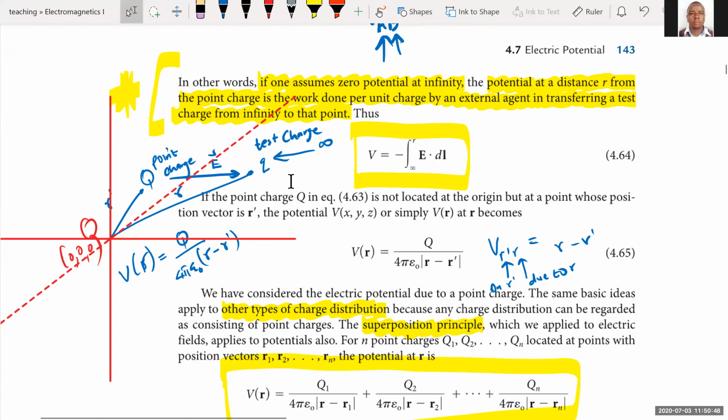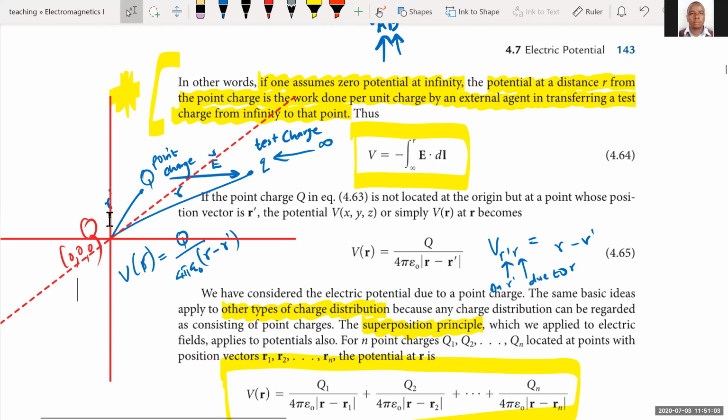And we are bringing this point charge from infinity, which is our test charge, to point B, which is our point of observation. And then therefore, we are saying that the source position vector is R1, R prime.